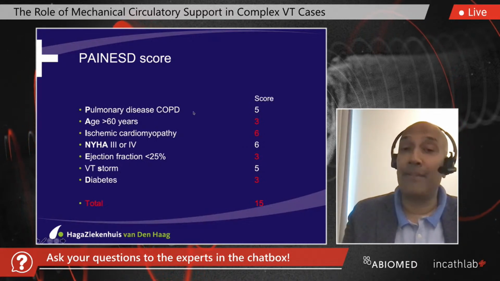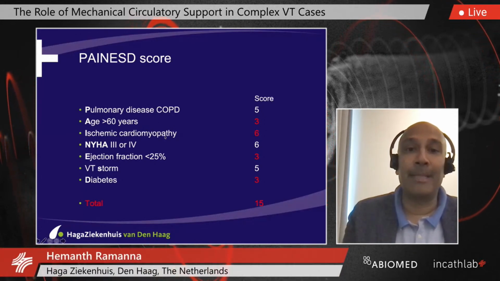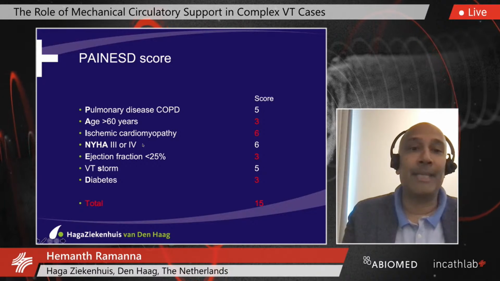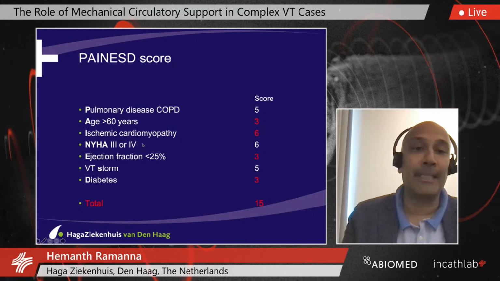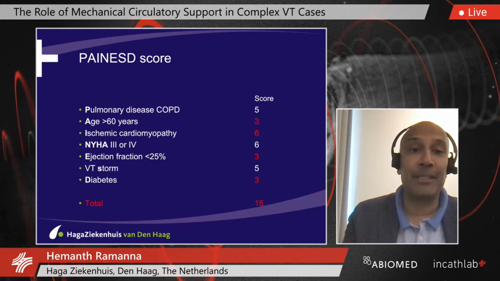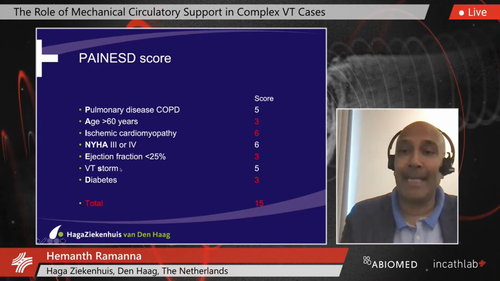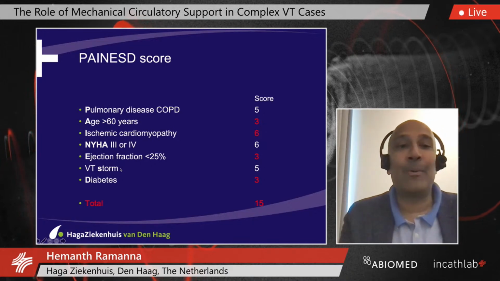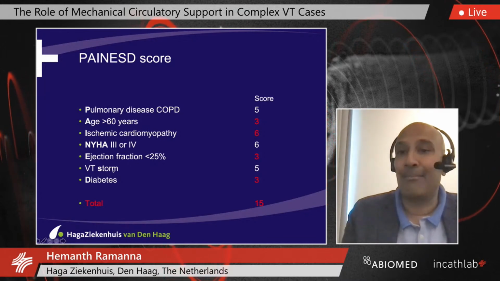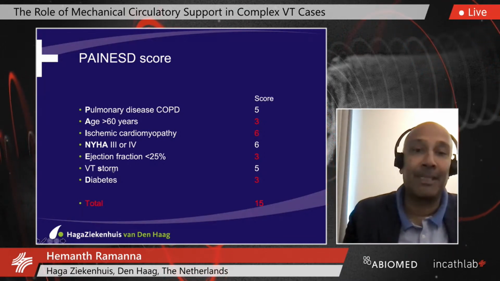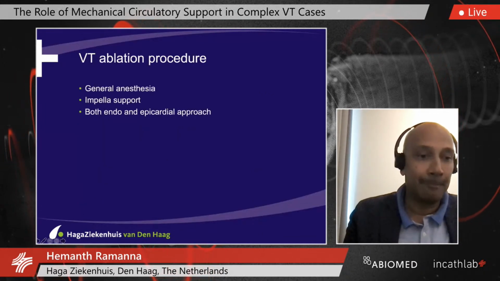This patient did not have COPD, which was good. His age was above 60. He has ischemic cardiomyopathy, that's 6 points. A New York Heart Association class 3 or 4. Well, of course, when he was in VT, yes, but when he was out of VT, he was at least 2. So no points for that. Ejection fraction below 25%, 3 points. VT storm. Well, he had a couple of episodes, but I would think VT storm would be someone under anesthesia with almost incessant VT. So that's doubtful whether he had that. For the sake of argument, let's leave that out. He had type 2 diabetes, so in total he has 15 points.